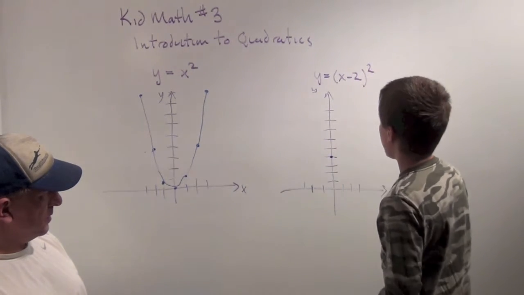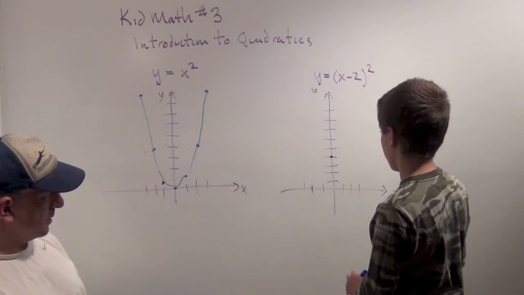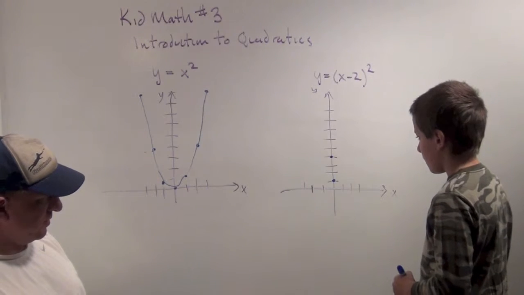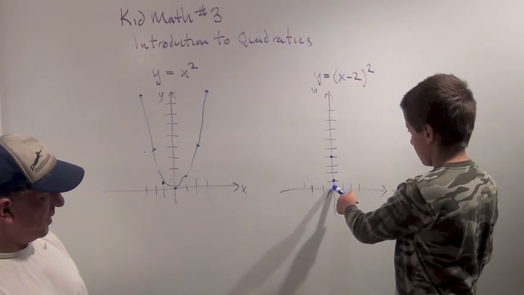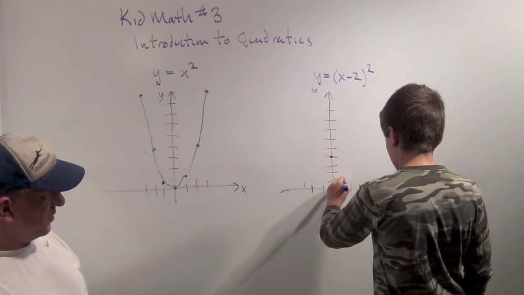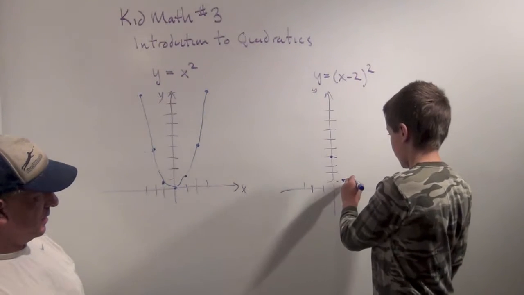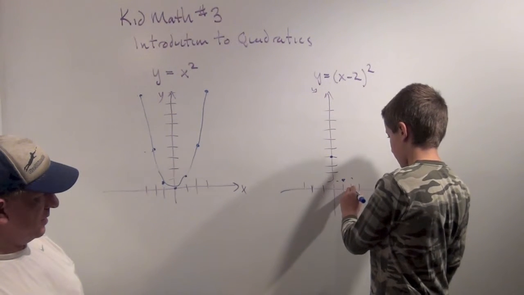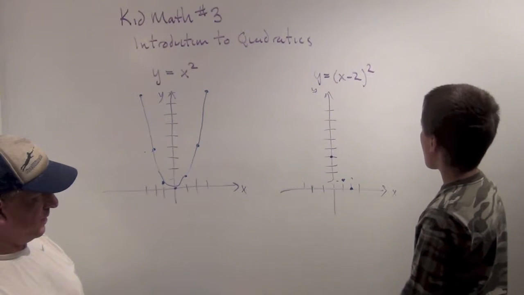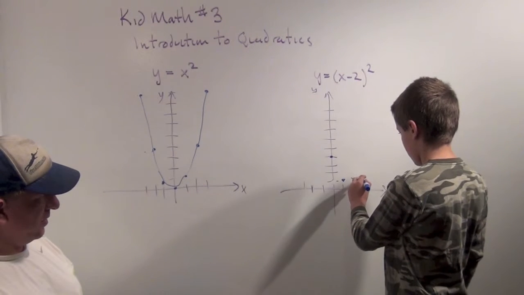When x is 1, y is minus 1 squared, or 1. Careful, what did you just graph there? Remember, when x equals 1, y equals 1. It's here. And when x is 2, y is 0. That's here. X equals 2, y equals 0. And then when x is 3, y equals 1, because it's 3 minus 2, which is 1 squared.